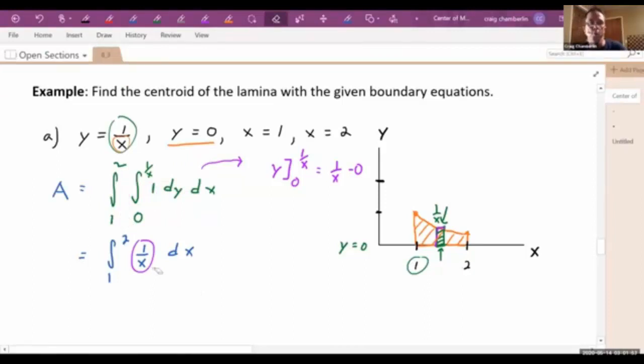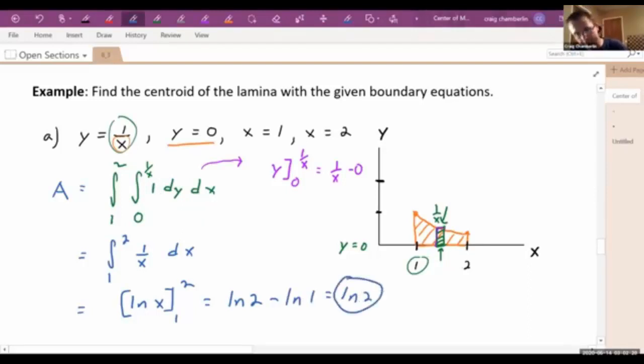Okay, so we need to integrate that to find the area of our planar lamina. Let's do that. Help me out, you guys. What's the integral of 1 over x? ln. How'd you know? Ln of x. We don't need to worry about absolute value here because we're integrating from 1 to 2, and those are positive values. So we're evaluating that from 1 to 2, and that's natural log of 2 minus 0, because the natural log of 1 is 0. So the area is the natural log of 2.